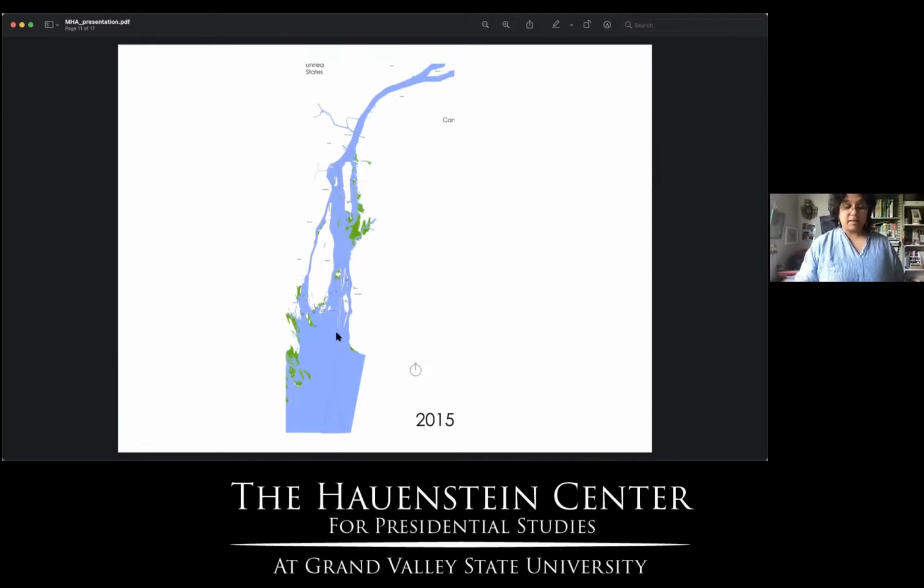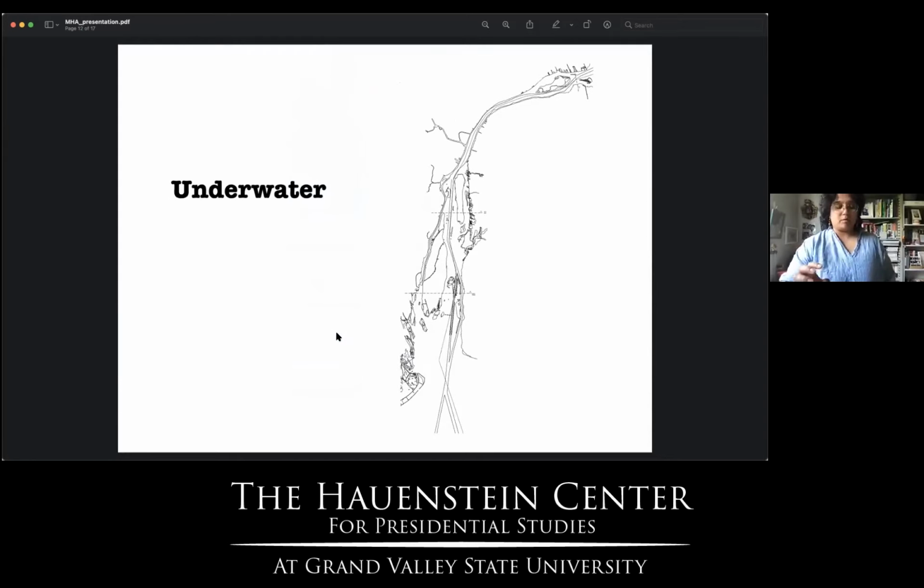But since the 80s, like I mentioned earlier, once the Detroit River was designated as an area of concern due to its degraded water quality, there's been a concerted effort to restore the river. Now, this is perhaps the most exciting part of this presentation for me.